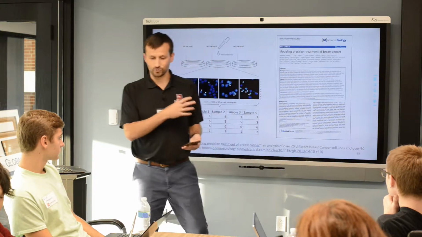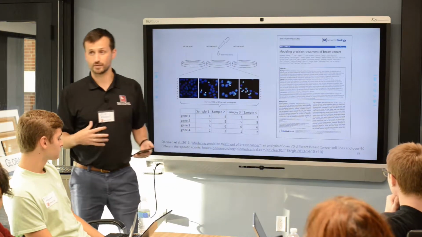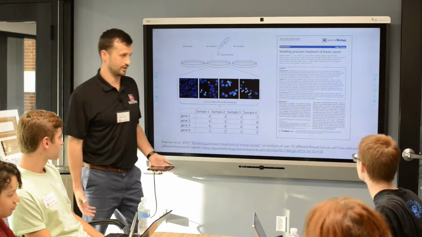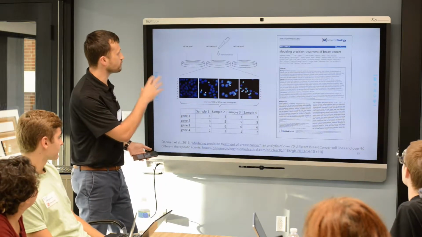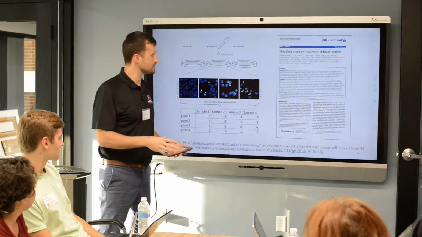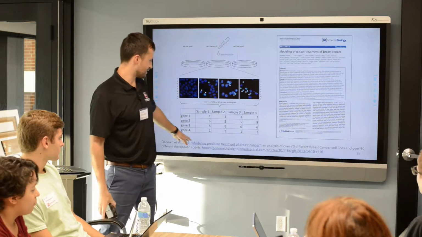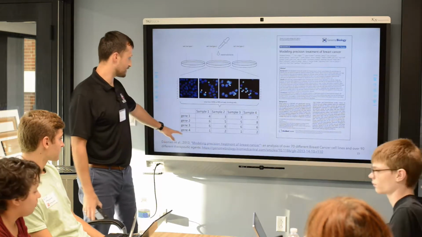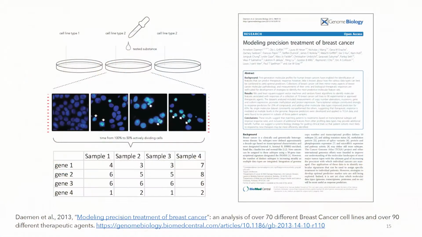So now we're going to take a real paper and we're going to take some data from that paper and try and see if we can do something like this. So here's a paper. It's called Modeling Precision Treatment of Breast Cancer. You can see the link right here at the bottom. And in fact, I think if you look for this on Google, you'll probably find it. So the name of the author is Diamond, and it was published in 2013.